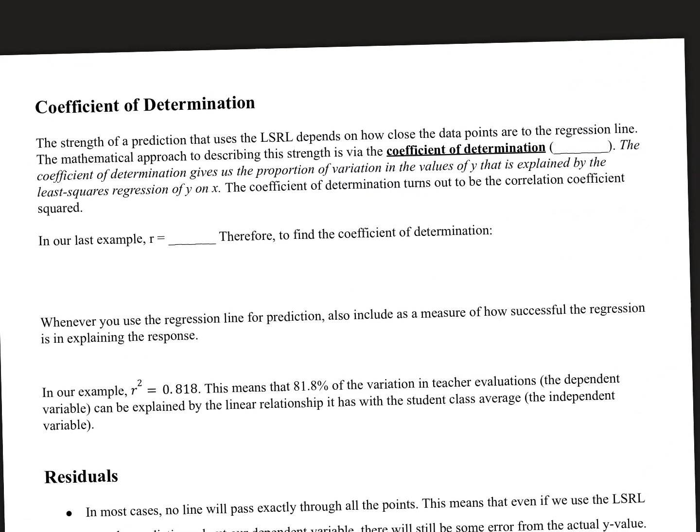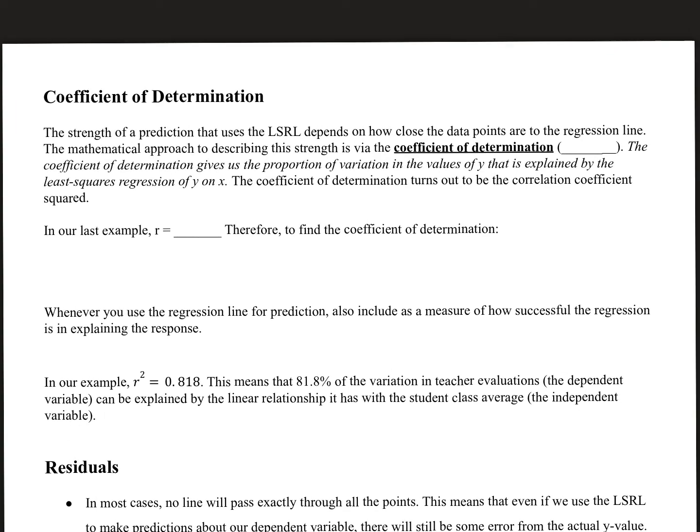There's also something called the coefficient of determination. So the strength of a prediction that uses your least squares regression line depends on how close the data points are to the regression line. And the mathematical approach to describing the strength is called the coefficient of determination. And when we looked at the LINREG, that R squared value is the coefficient of determination.